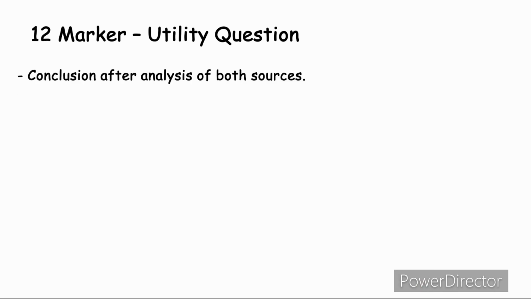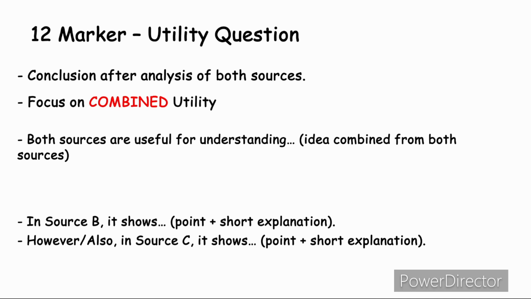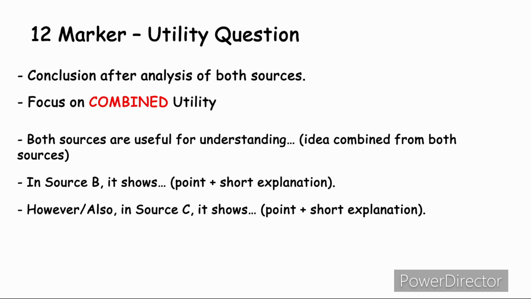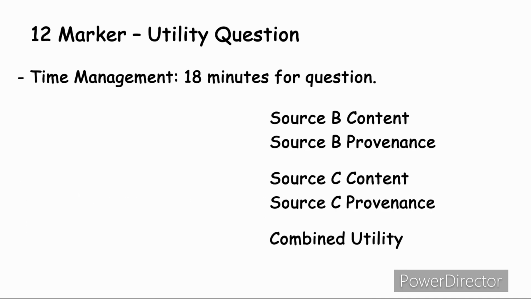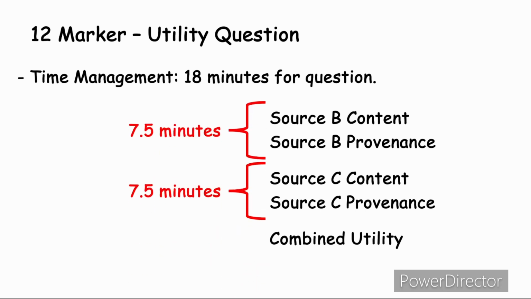The conclusion is where it gets a bit more complicated. We want to explain the combined utility of the sources, with reference to both of them. For example, you might want to write, both sources are useful for understanding the strong opposition and aggressiveness exerted from the East and the West after the Truman Doctrine. Then you refer to individual sources for evidence and a short explanation. We have 18 minutes for this question, so try to spend around 7 to 8 minutes on individual sources and 3 minutes for the conclusion.